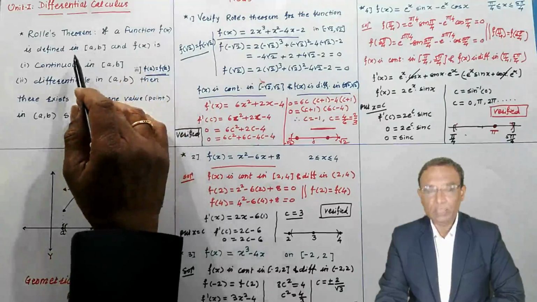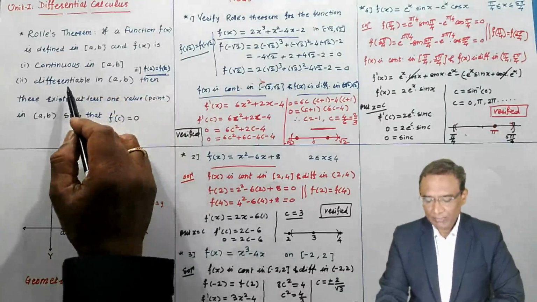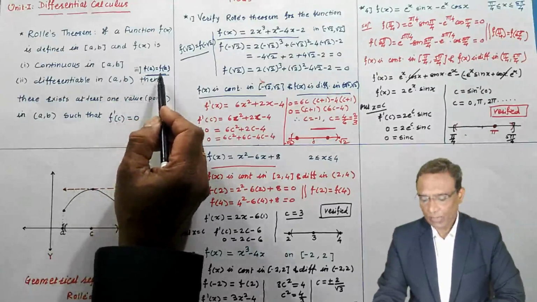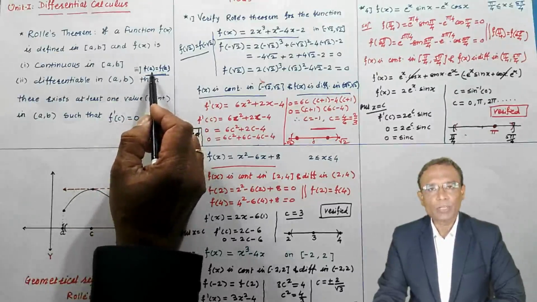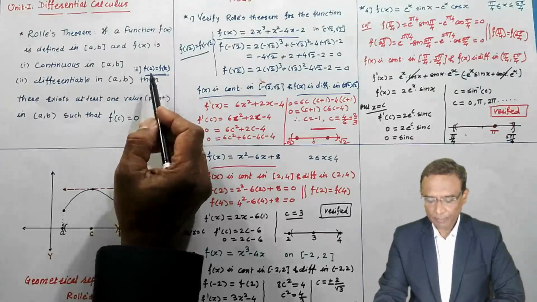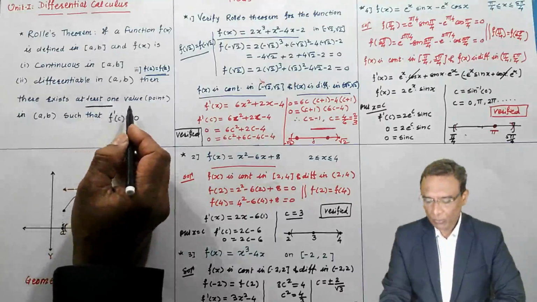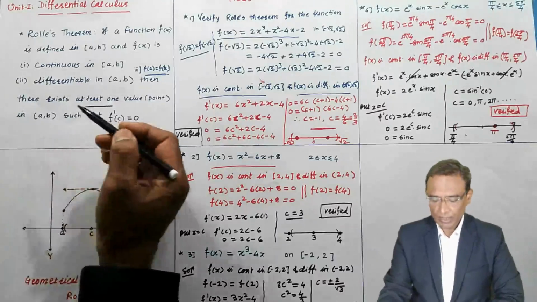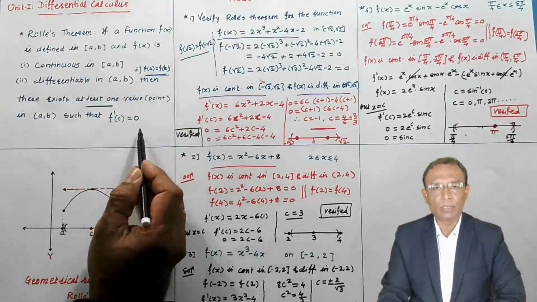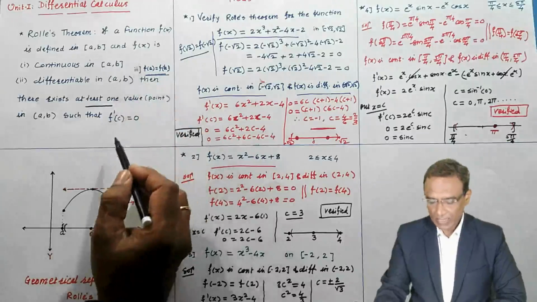If the function f(x) is defined in a closed interval, continuous in the closed interval, and differentiable in the open interval, and the third condition is f(a) equal to f(b), meaning the value of the function at x equal to a and at x equal to b are the same, then there exists at least one point c in the open interval (a, b) such that the derivative of the function f(x) at x equal to c is 0. f dash c equal to 0 means the derivative of the function at x equal to c is 0.